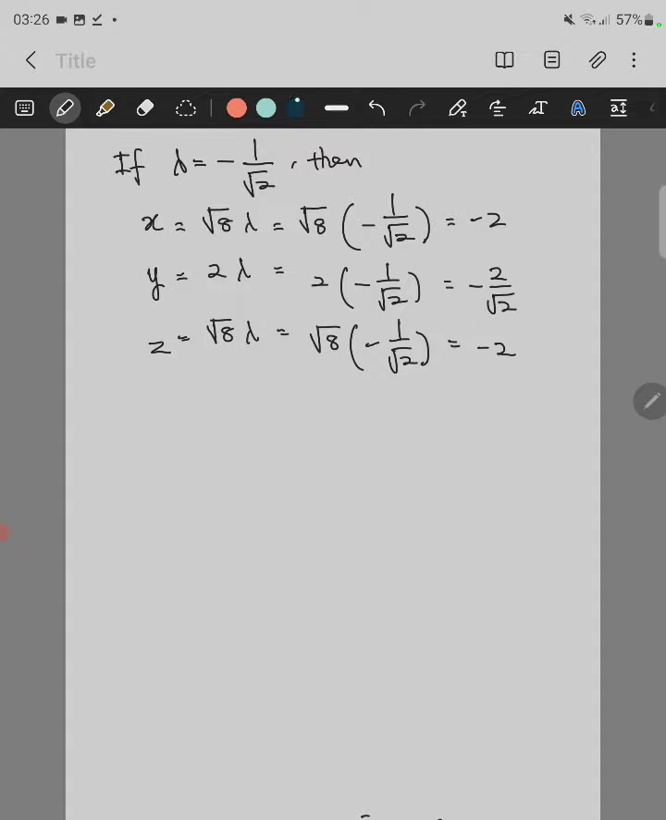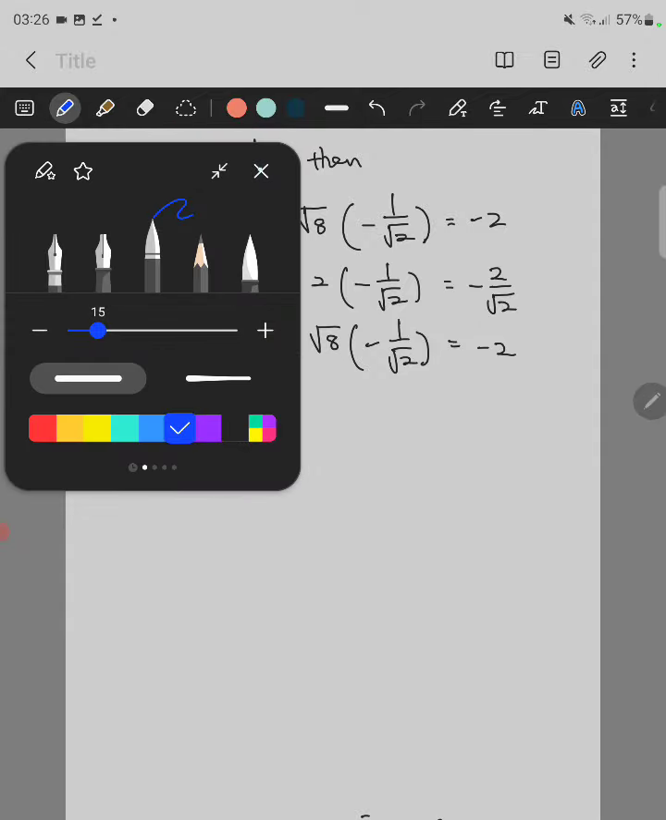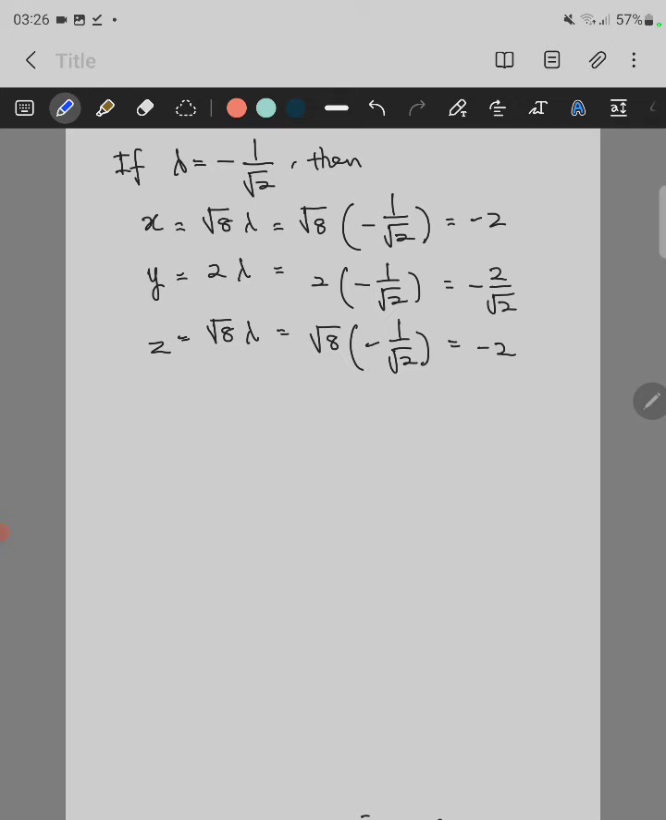So now we have a condition. If our lambda equals minus 1 over square root of 2, then the values of our x, y, z will be given by this: x equals minus 2, y equals minus 2 over square root of 2, and z equals minus 2.